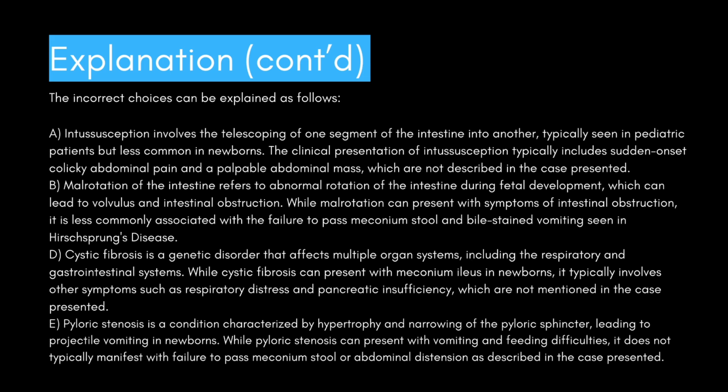Malrotation of the intestine refers to abnormal rotation of the intestine during fetal development, which can lead to volvulus and intestinal obstruction. While malrotation can present with symptoms of intestinal obstruction, it is less commonly associated with the failure to pass meconium stool and bile-stained vomiting seen in Hirschsprung's disease.